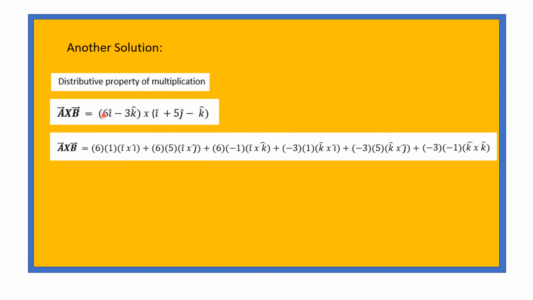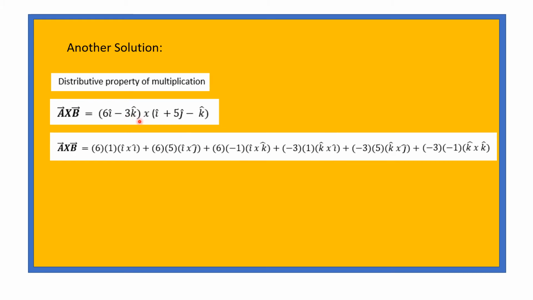Next we have 6 and negative 1. We have plus 6 times negative 1, then we have i hat cross k hat. Then we are done with 6, so let's proceed to negative 3. So plus negative 3 times 1 here, then we have k hat cross i hat.